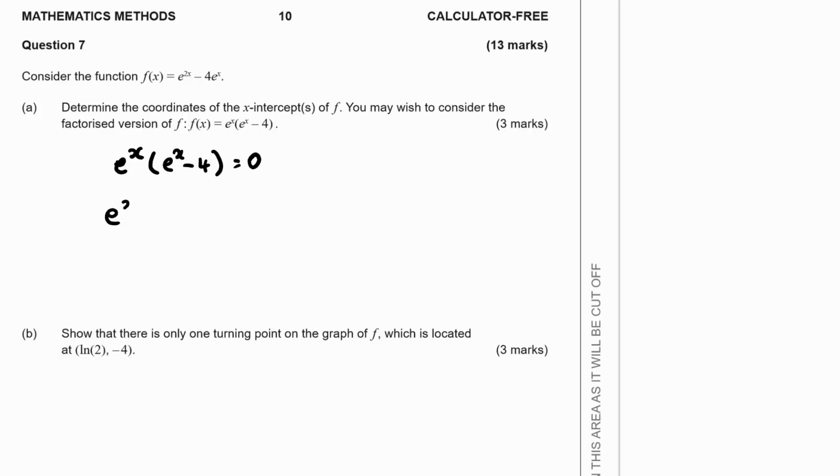Well, we know that e to the x is never 0, so we won't get anything from there. But from here we can have e to the x is equal to 4, which would mean that x is equal to the natural log of 4. So if that's the case, substitute back up to here. In actual fact, maybe we don't have to. The factorized form would be good. Oh, they're x-intercepts, so of course y is 0 anyway. So ln 4, 0.